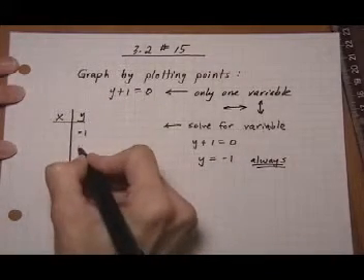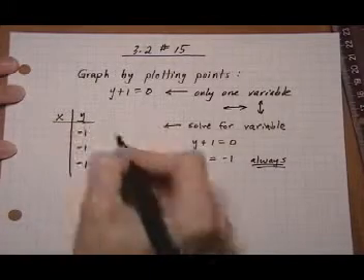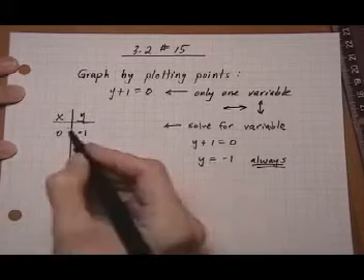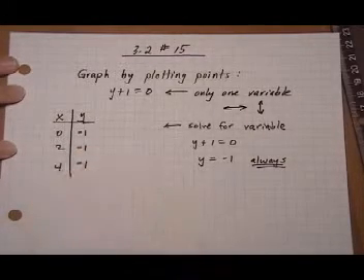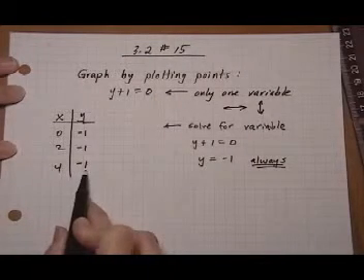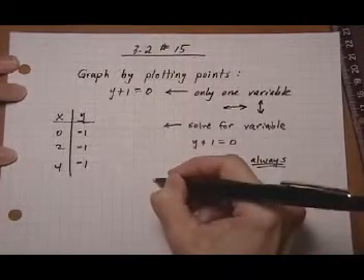So no matter what 3 points I choose for x, it doesn't affect y. I could pick 0, 2, and 4, let's say. Doesn't matter. I'm always going to have y is minus 1. So then we can graph it.